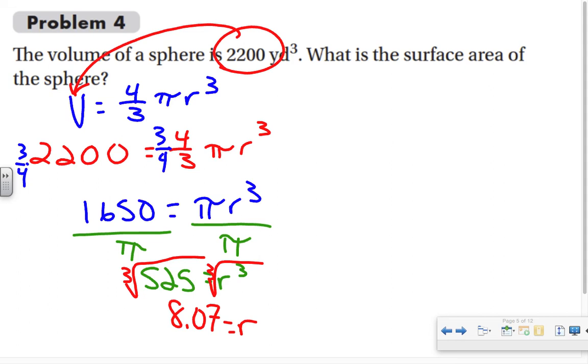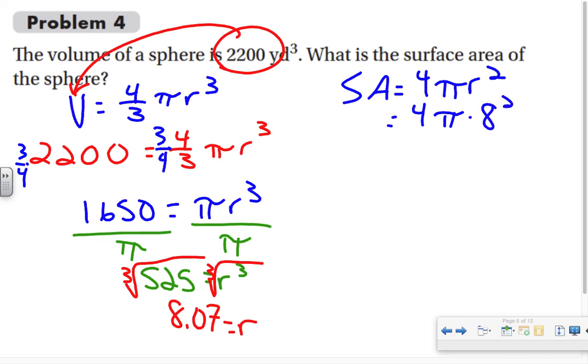So when you go to plug into the surface area, I would have no problem with you just plugging in 8. So surface area is 4 pi r squared. We just found the radius to be approximately 8. So we're taking that and squaring it and multiplying it by 4. And getting 256 pi.